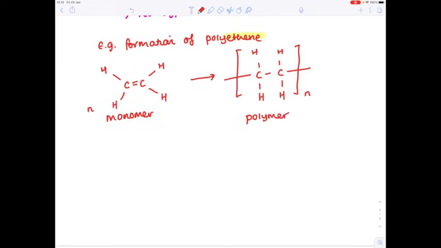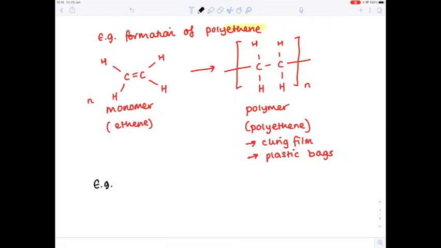And if we were to name the monomer, we know that that was ethene, and our polymer is polyethene, meaning many ethene molecules joined together. Now this is a version of plastic you'll be quite familiar with because it's used to make things like cling film and plastic bags.